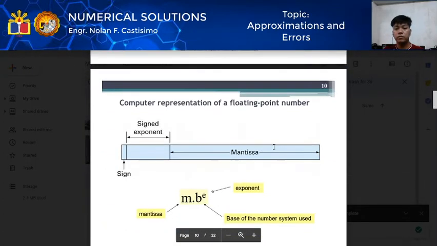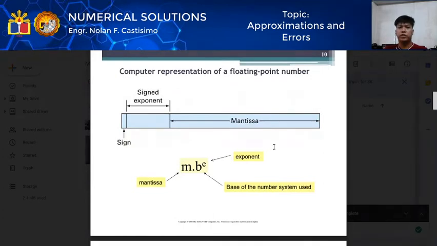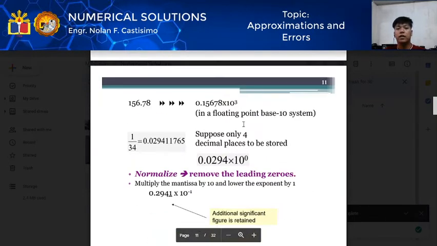Next. Okay. We have parts. So, ito na yung computer presentation of a floating point number. So, we have the mantissa, the sign, exponent, and the 1. Okay? So, ito, yung M natin, mantissa, B is the base, and the E is the exponent.